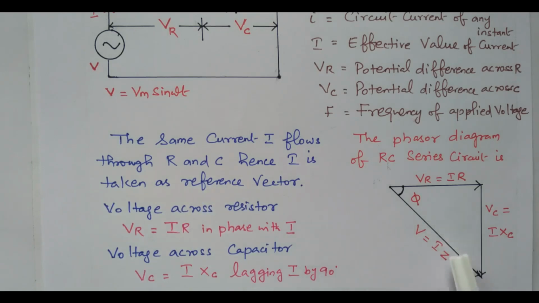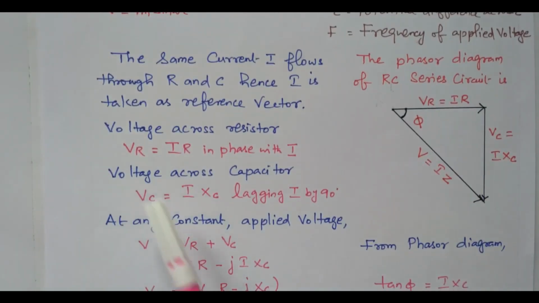Now we are going to draw the vector diagram. In that we take current as the reference vector because the same current is flowing through the capacitor as well as the resistor. So the voltage across the resistor, VR equal to IR, is in phase with the current. The resistor, we know very well, is always in phase with the current. The voltage across the capacitor VC equal to I into XC, where XC is the capacitive reactance. In a capacitive circuit the current is leading, in other words the voltage is lagging the current by 90 degrees.